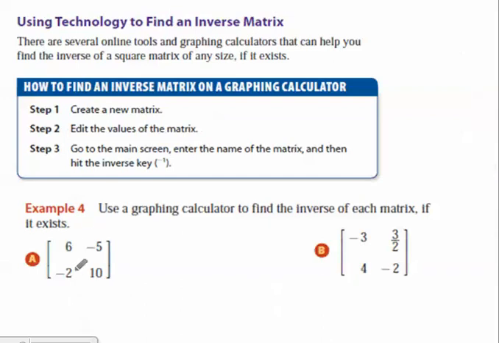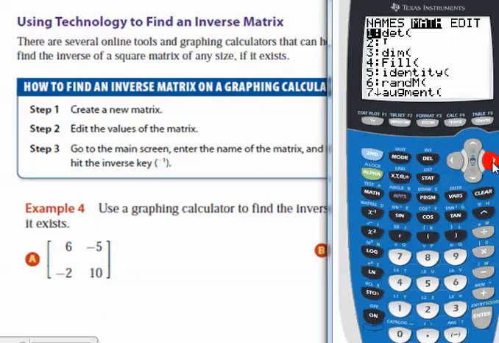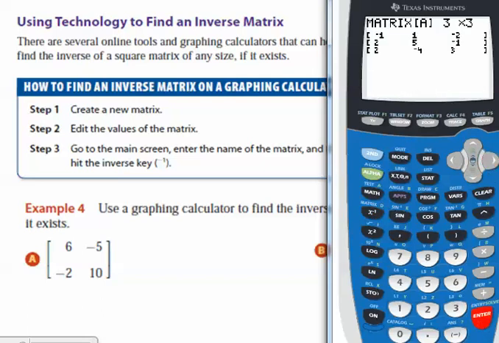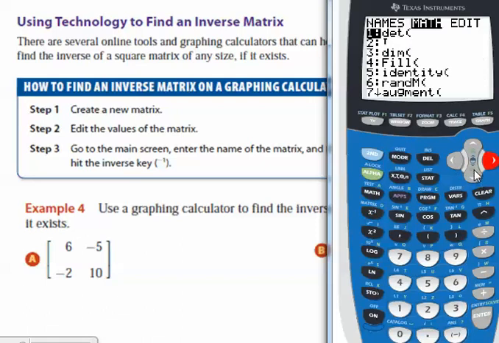Okay? So let's see if we can't do another one real quickly. You know what? Calculator. Bringing up calculator. Second matrix. We're going over to edit. We're going to edit A. We're going to make it a 2 by 2 matrix. 2 by 2. It's 6, negative 5, negative 2, and a 10. Enter. Second. Quit. Second matrix. And we're going to go over to math and we're going to find the inverse of it.